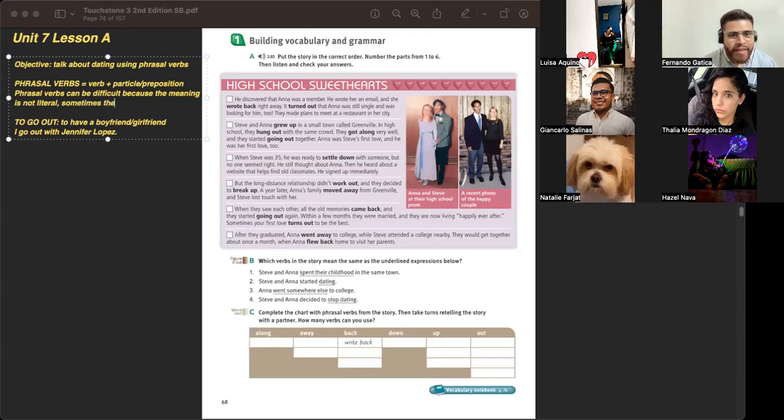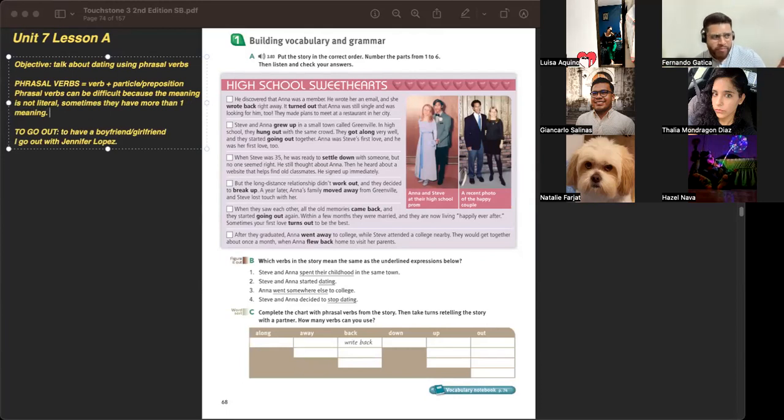Sometimes they have more than one meaning. A veces tienen más que un significado, como go out, well, salir, or go out, tener novio o tener novia. And that's complicated. But for this lesson, there are maybe three really important phrasal verbs.